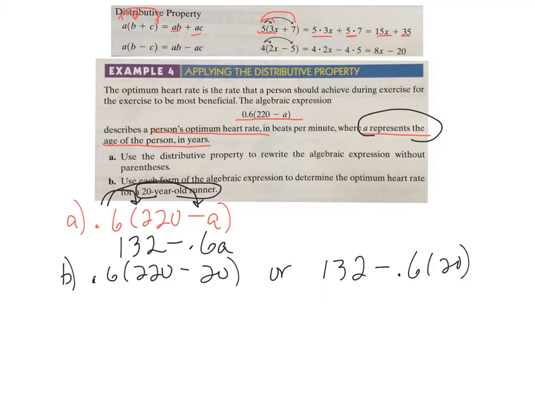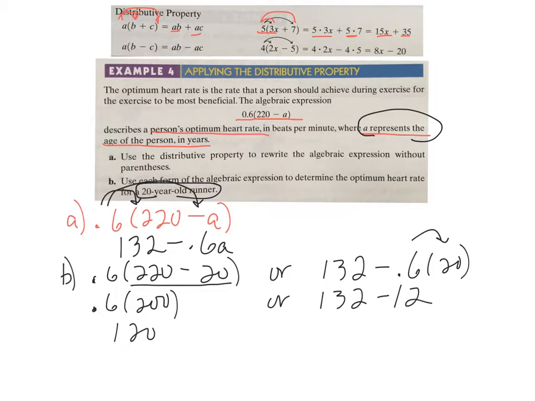So right here, order of operations, you're going to do 0.6, and then in here you have 220 minus 20 is 200, and then 0.6 times 200 is 120. And then when you do it this other way, you have 132 minus, and then 0.6 times 20 is 12, and then 132 minus 12 is 120. So you get the same answer either way that you go.